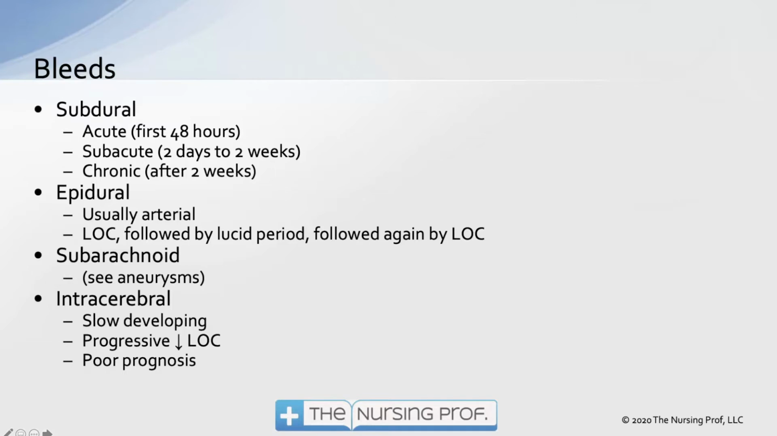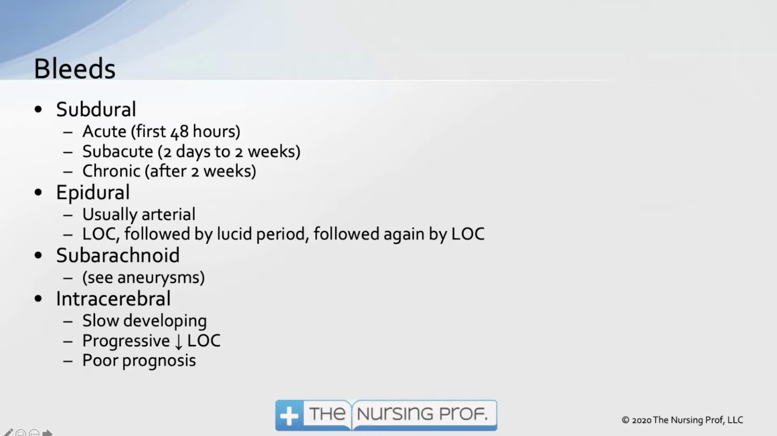Subarachnoid bleed, that's happening under the arachnoid membrane, and this is usually the result of an aneurysm. We can also have intracerebral bleeding, and that's happening within the brain tissue itself. Slowly developing, usually because there's small vessels. We'll see a progressive decrease in level of consciousness. These are associated with a poor prognosis because we can't remove them.